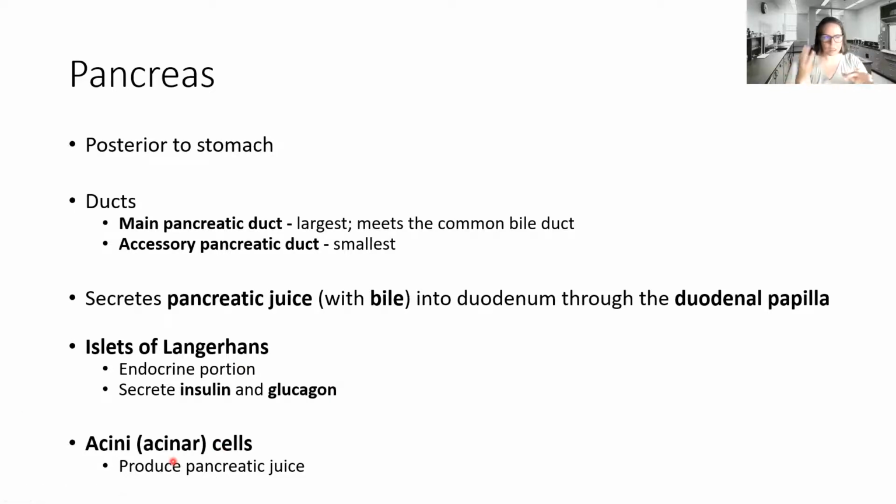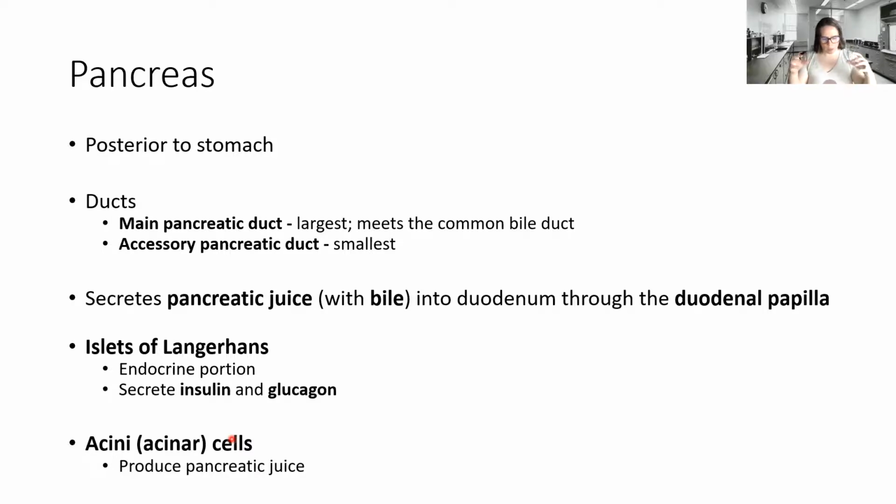It's a mixture of enzymes and bicarbonate, which helps neutralize the stomach acid, so it doesn't burn your small intestine. That is made from another population of cells, which makes up most of your pancreas, called the acini or acinar cells. The endocrine portion are sort of these sequestered areas called the islets of Langerhans.